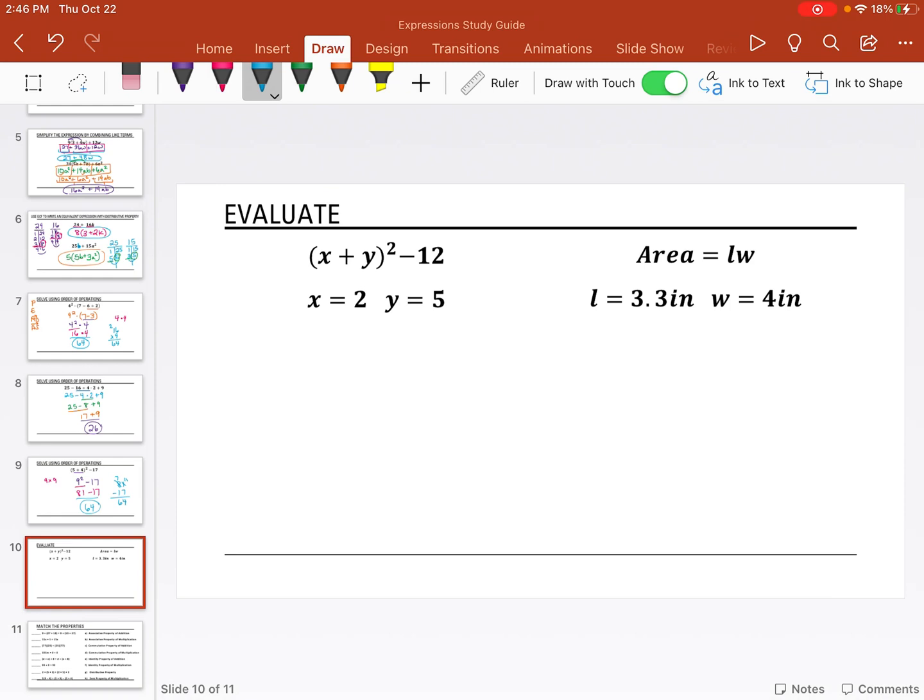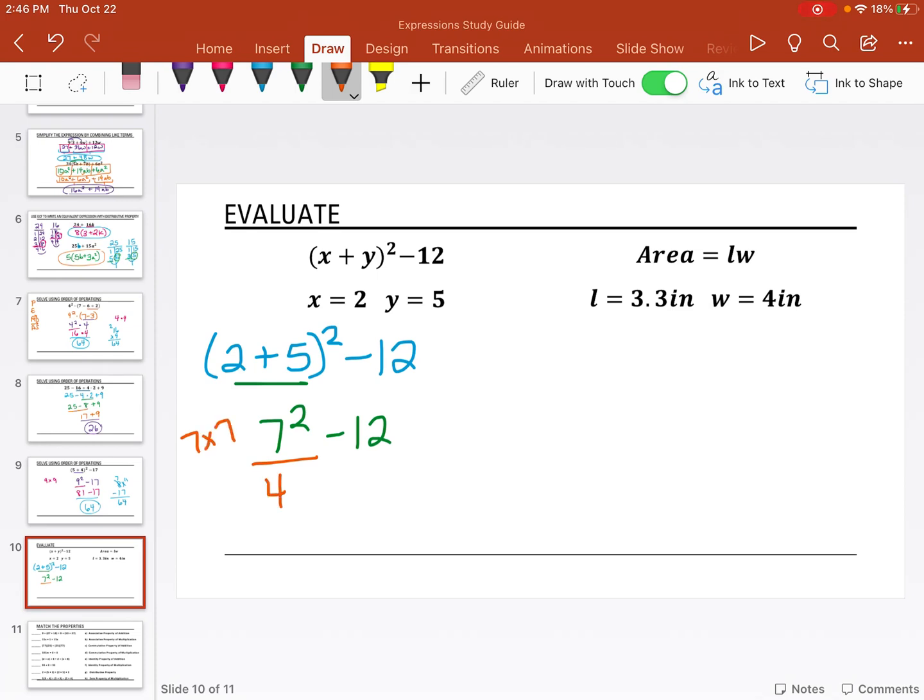Okay, now we can evaluate. Remember, when you evaluate, you need to substitute the numbers in and then solve with the order of operations. So I'm going to rewrite it first as 2 plus 5, parentheses, there's my exponent 2, minus 12. Okay, so solve here. I get 7 to the second power minus 12. 7 to the second power, remember, is 7 times 7, which is 49, minus 12. And then 49 minus 12 gives me 37 as my answer.